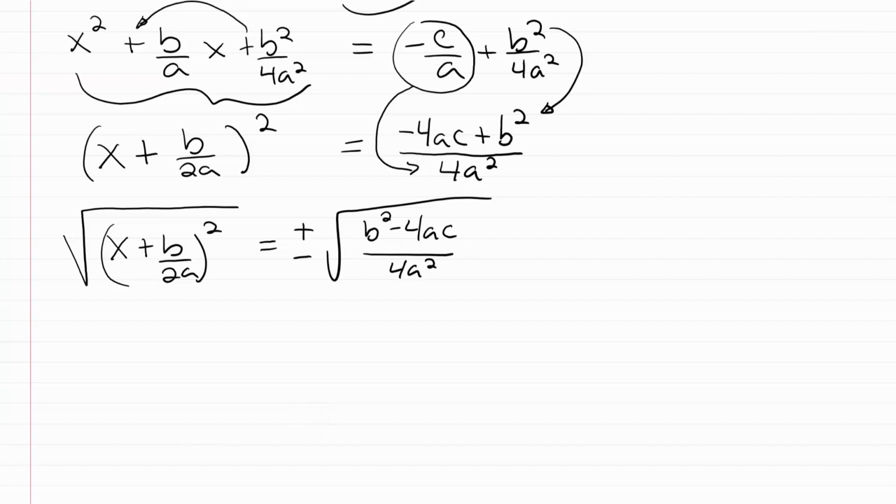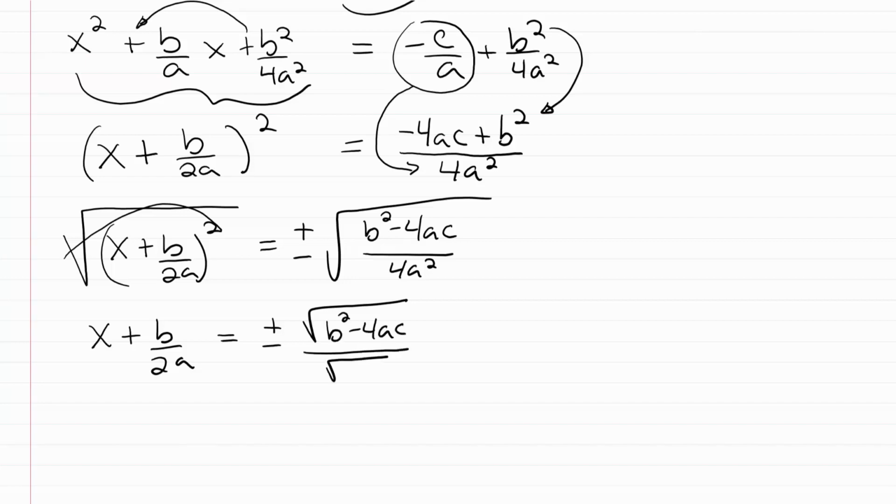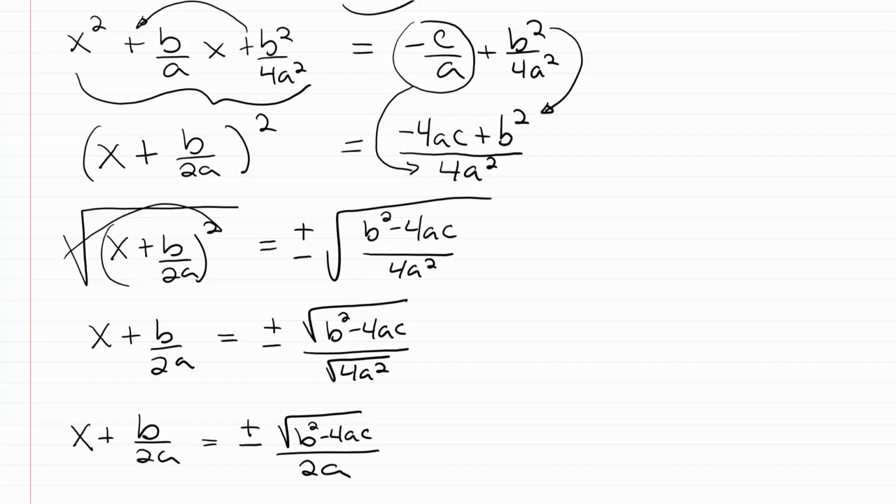All right, from there, the square root and the square cancel out, and we're left with x plus b over 2a is equal to plus or minus the square root of b squared minus 4ac all over the square root of 4a squared. I'm separating the radicals there because the denominator can be simplified. So this will give us x plus b over 2a is equal to plus or minus the square root of b squared minus 4ac all over 2a, because the square root of 4 is 2, and the square root of a squared is just a, right?